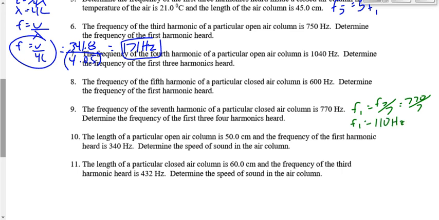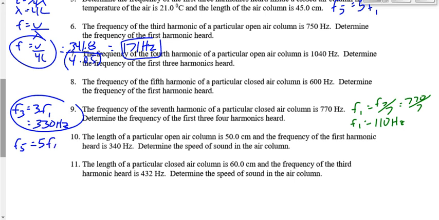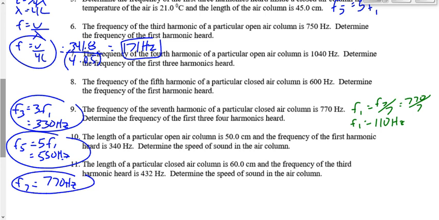So far, so good? Okay, what's the next one that's perceived? The next one that's heard? F1 is 110. The next one is going to be F3, which is 330. The next one is going to be F5, which is 5 times F1, which is 550. The next one is going to be F7, which we already established is 770. And the next one is F9. It's 9 times F1, or 990 hertz.